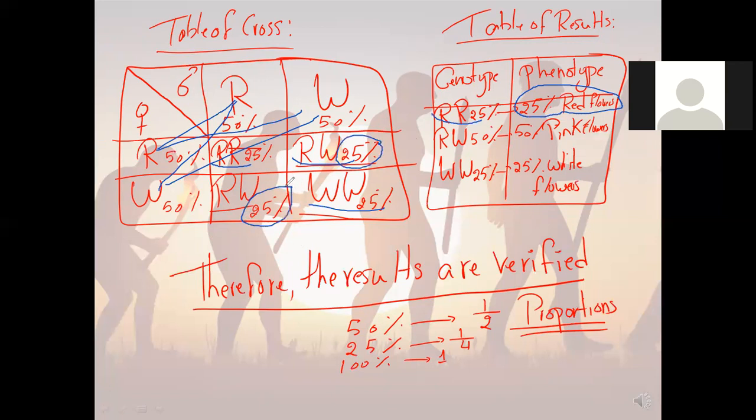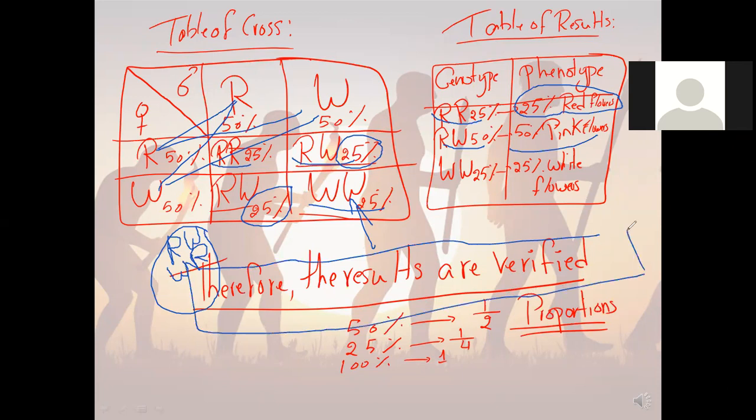So I can add them, RW and RW. For example, if it's RW, and in the exam you wrote WR, okay? Both of them have the same genotype, so you can add them together. RW and RW, 25 plus 25 is going to be 50. So 50% having what? Having pink flowers. And the rest is WW 25%, so 25% having white flowers. Therefore, this is the sentence you have to use whenever they ask you to verify the experimental results: therefore, the experimental results are verified.